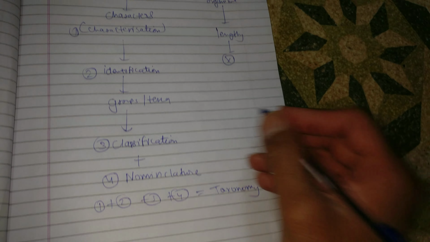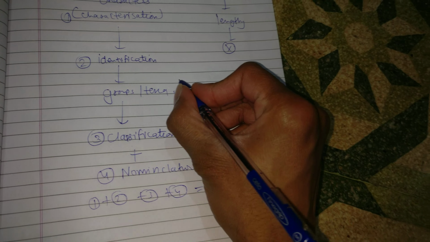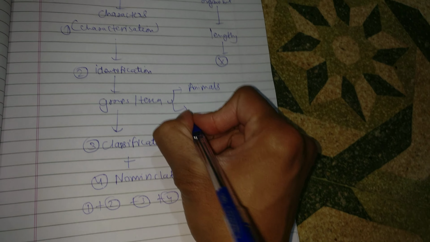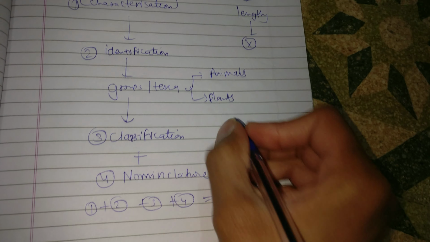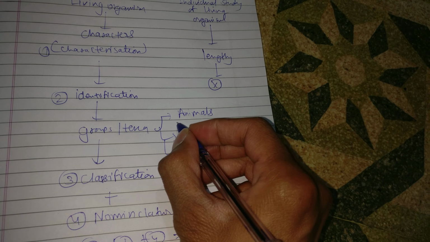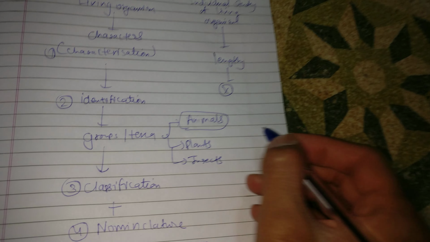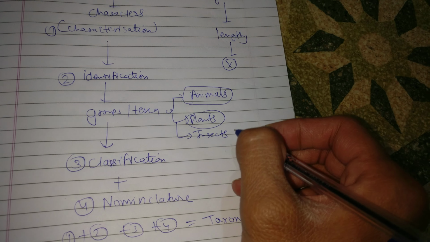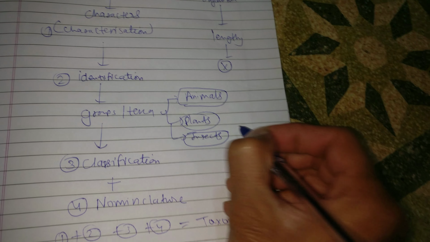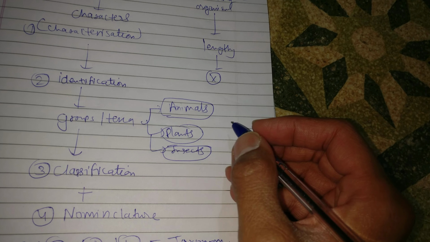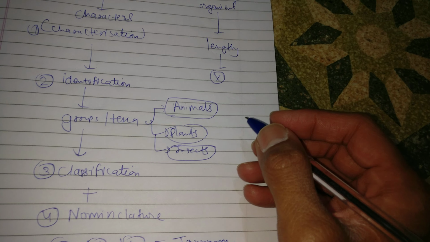And if we talk more about groups like animals, plants and insects, these are groups which have different species. A group of animals is a taxa, a group of plants is known as taxa, a group of insects is known as taxa. So every group has different species, different types of living organisms.